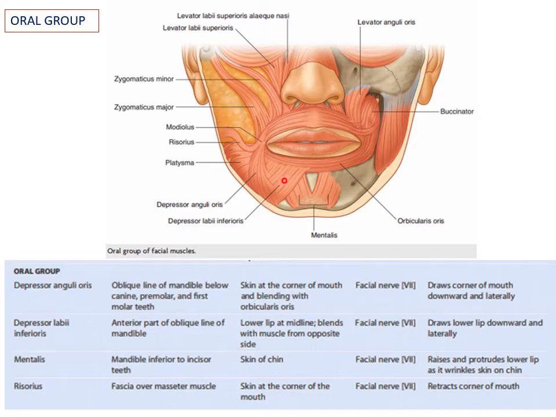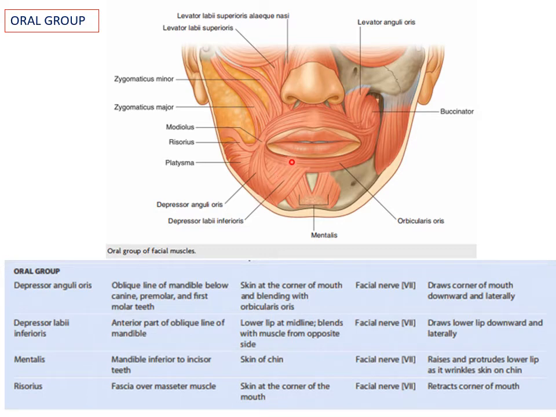The other muscle, depressor labii inferioris, also arises from the oblique line of the mandible. It is from the anterior part of the oblique line of the mandible, and its fibers go upward and are inserted into the lower lip at the midline, and its fibers blend with the fibers of the muscle of the opposite side.